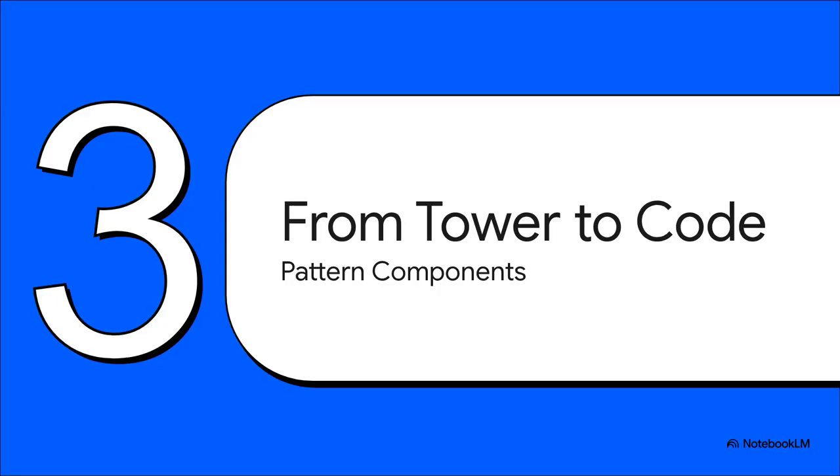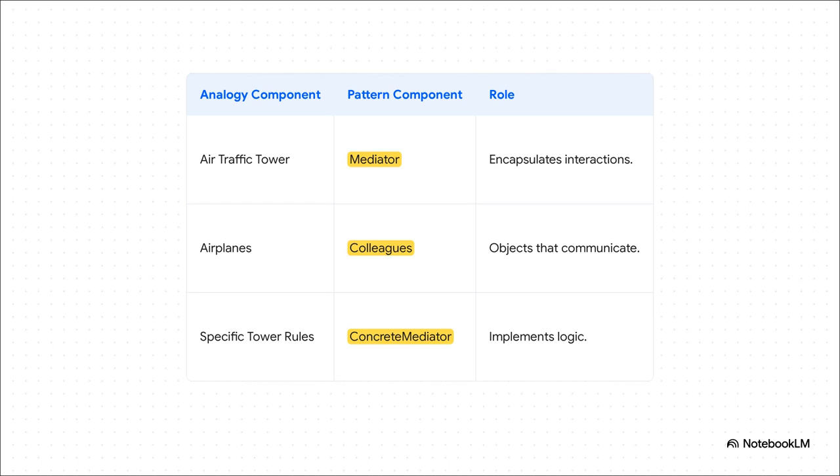Okay, so great analogy. But how do we actually bring this beautiful, simple idea into our software design? Let's map it out, component for component. This table breaks it down perfectly. In our code, the air traffic tower, that's our mediator. It's the central hub. The airplanes, those are what we call colleagues. They're just the individual objects that need to get work done and talk to each other. And all those specific rules and logic inside the tower, that becomes our concrete mediator, which is where we put the actual communication strategy. The most important thing to remember here is that the colleagues, our airplanes, only have to know about the tower. They don't need to know anything about each other.